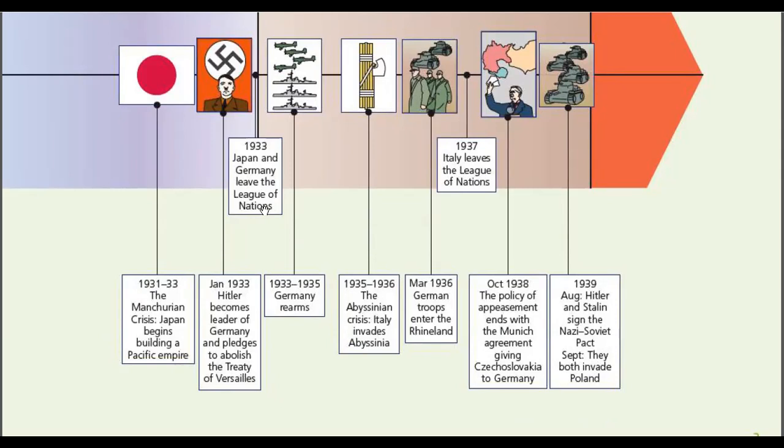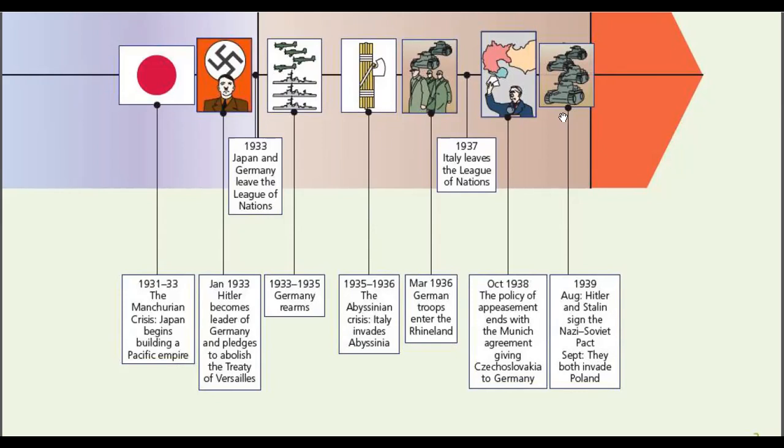In October 1938, the policy of appeasement ended with the Munich Agreement giving Czechoslovakia to Germany. So this appeasement policy ended with the agreement that they would give Czechoslovakia to Germany, so it would become part of Germany.